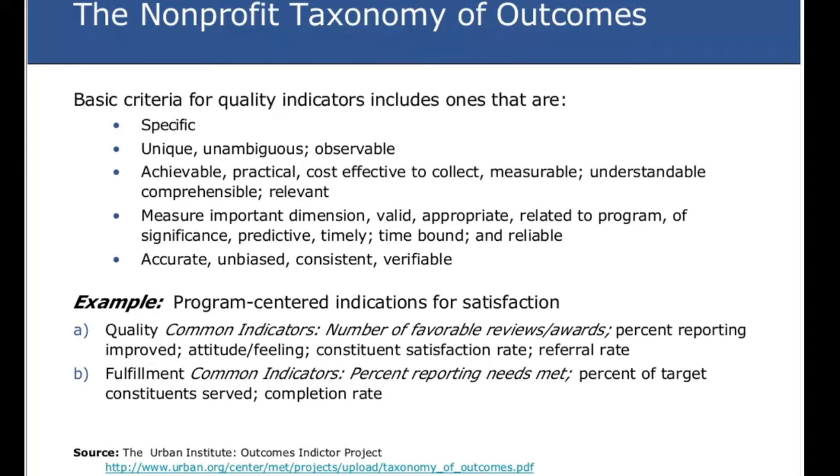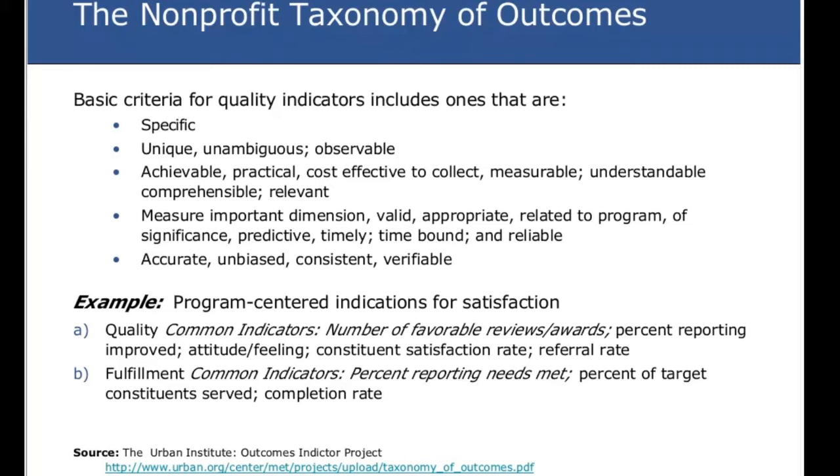And the basic criteria for these indicators of success and health of an organization is that they're specific, unique and unambiguous and observable, achievable, practical, cost-effective to collect, measurable, understandable, comprehensive and relevant, that they measure important dimensions, and that measurement is valid and appropriate, related to the program, and of real significance, that it's accurate, unbiased, and consistent and verifiable.